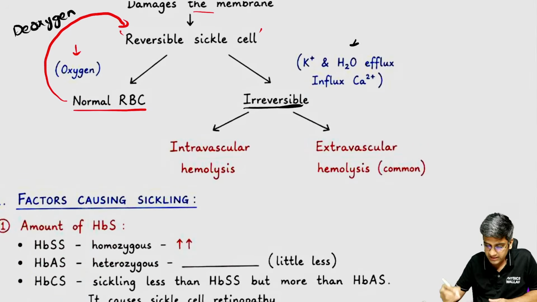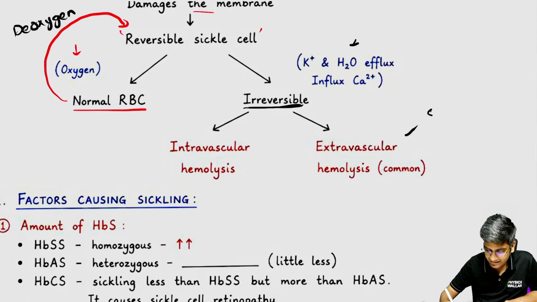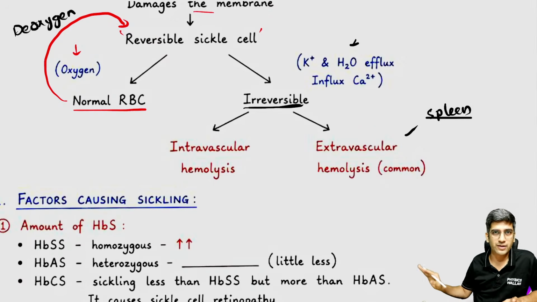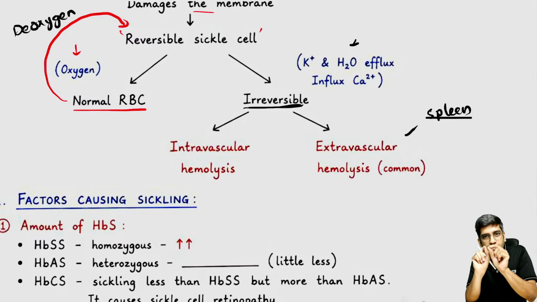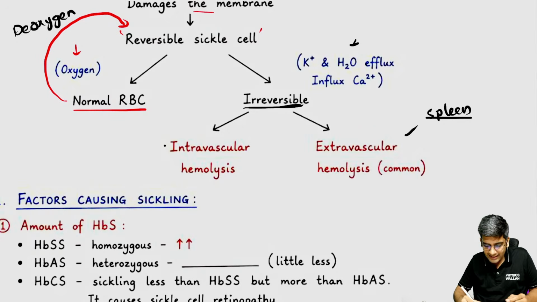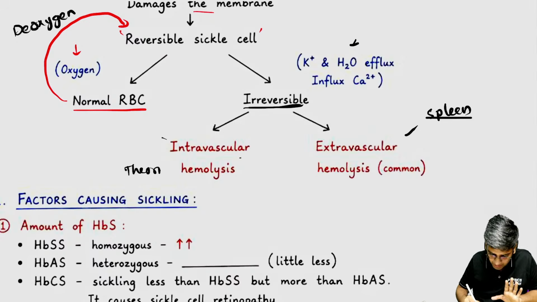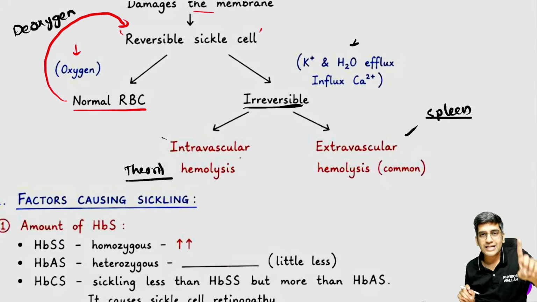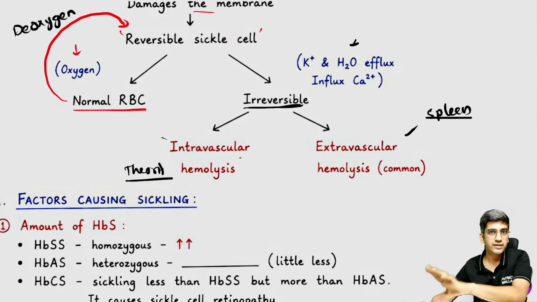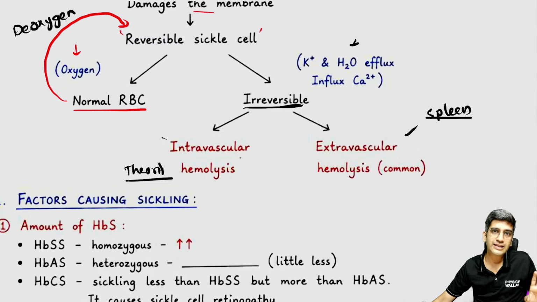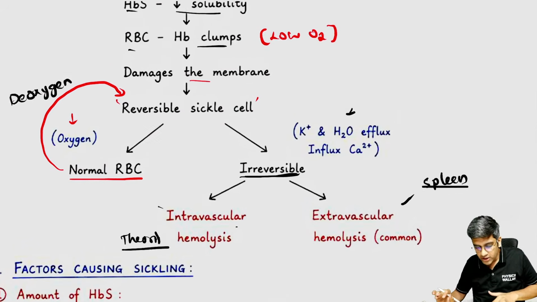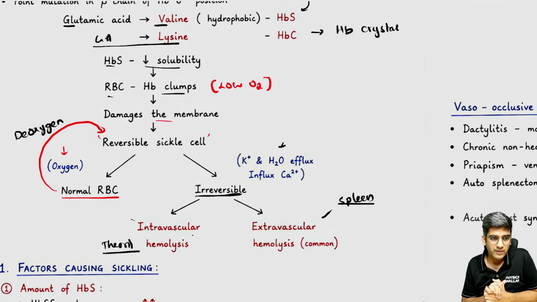This irreversible sickled RBC commonly gets stuck in the spleen, right? And they cause extravascular hemolysis. That's the common. Very rarely, the membrane damage is so severe, it can also cause intravascular hemolysis. This is purely theoretical. Why I'm telling it is, sickle cell anemia will not have hematuria. But if theoretically an MCQ is asked, yes, extravascular, a little bit of intravascular can also happen. Purely theoretical, in real life it does not happen, fine? So this is the pathogenesis of sickle cell anemia.